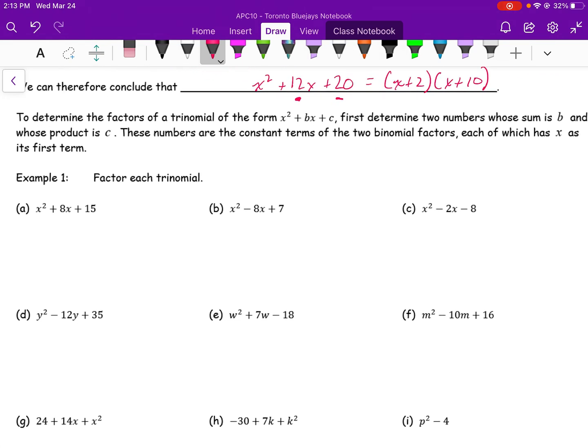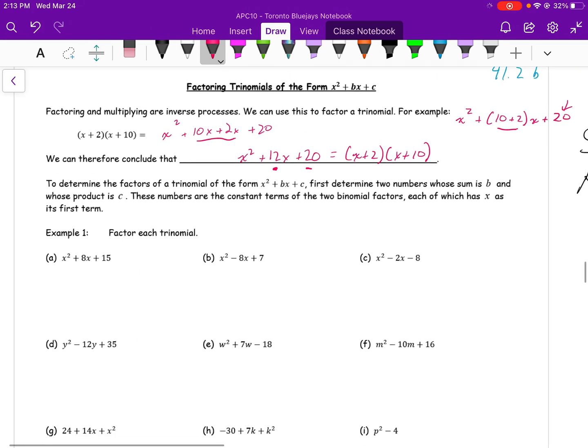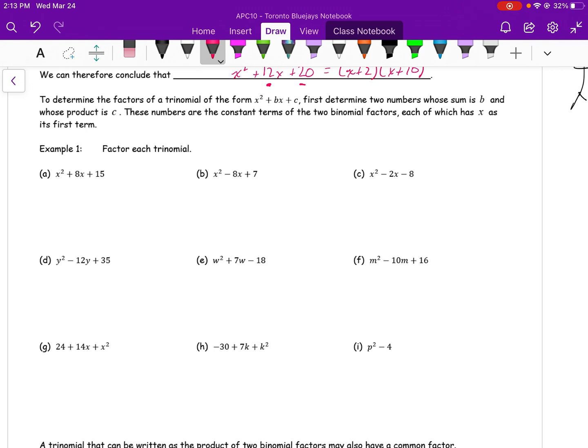So to determine the factors of a trinomial, first we need to play this game. We need to determine two numbers whose sum is b, but whose product is c. All right, I'm hoping this makes sense. These numbers are the constant terms of the binomial factors, each of which has x as its first term.